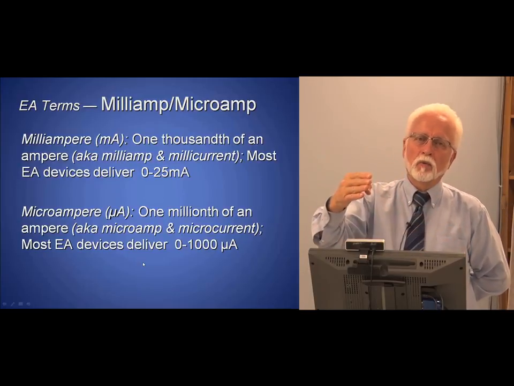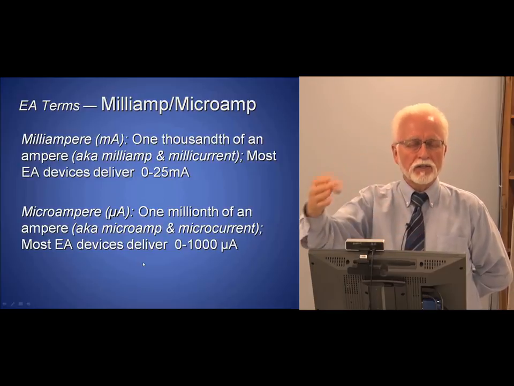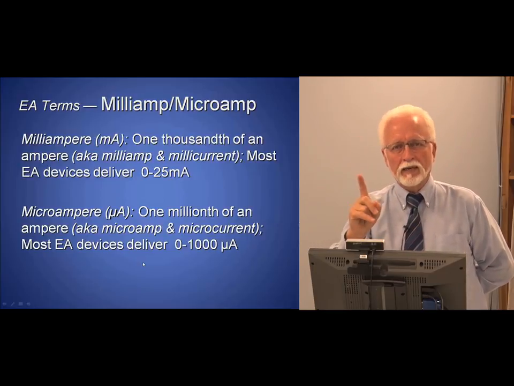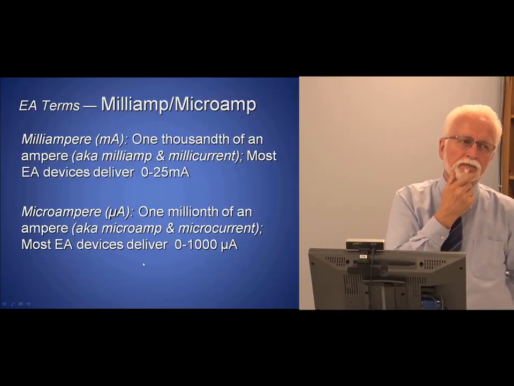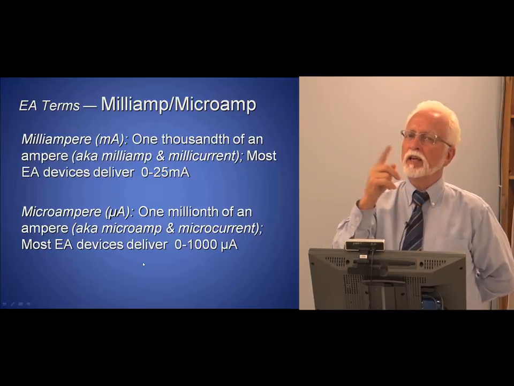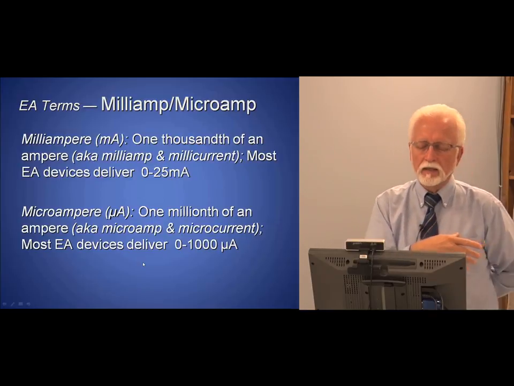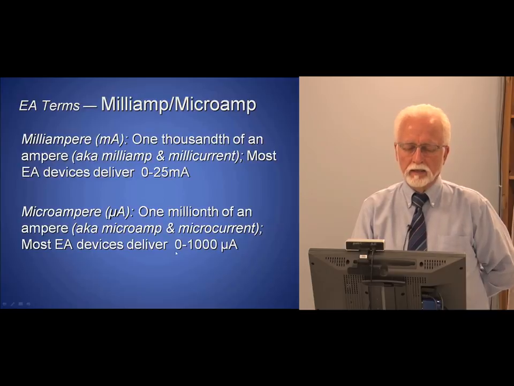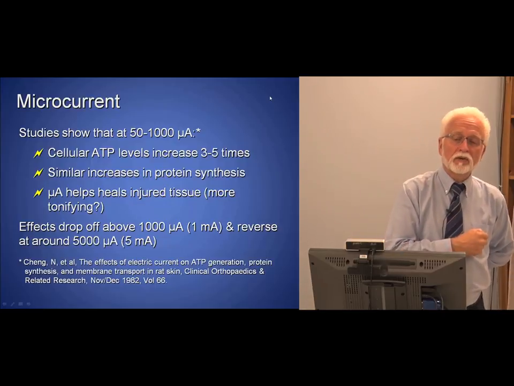Remember, when you hit 1,000 microamps, that's 1 milliamp. So it takes 1,000 microamps to make 1 milliamp. So it's a tiny amount of current, but once you get into the milliamp range, you start to lose the microcurrent effect. We'll talk more about that when we get later to specifically talking about microamp. Oh, well, here it is, microcurrent.